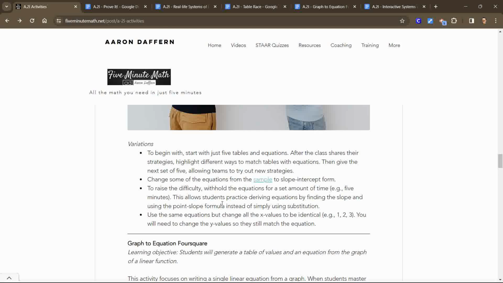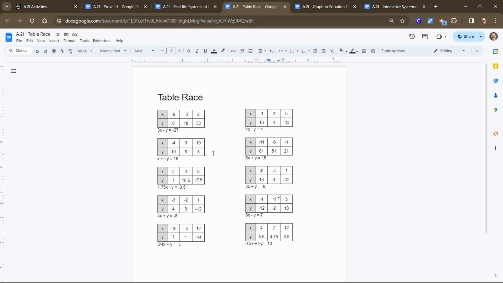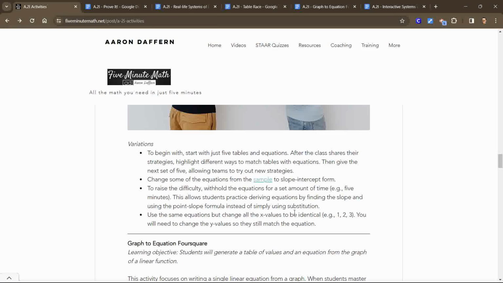Maybe they were trying to derive the slope in the point slope form. So highlight the different ways they can match tables and then give them the next 5 and then allow them to try out the new strategies, right? If you want to really change things up, give them the same 10, but maybe change half of the equations to slope-intercept form. So just visually, they have to go back and forth between point slope or the standard form and the slope-intercept form.